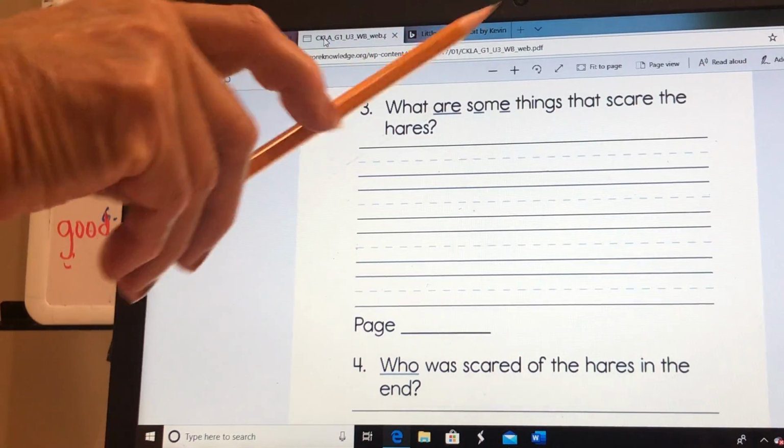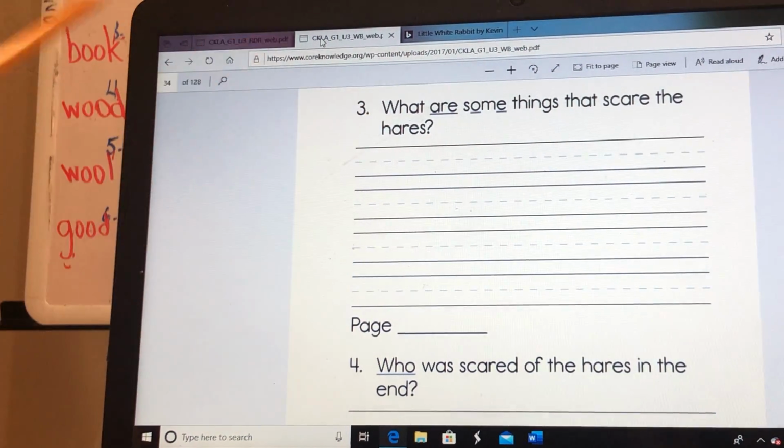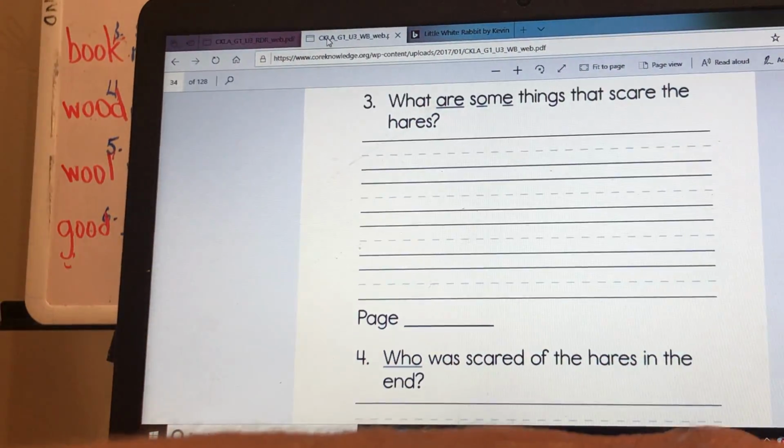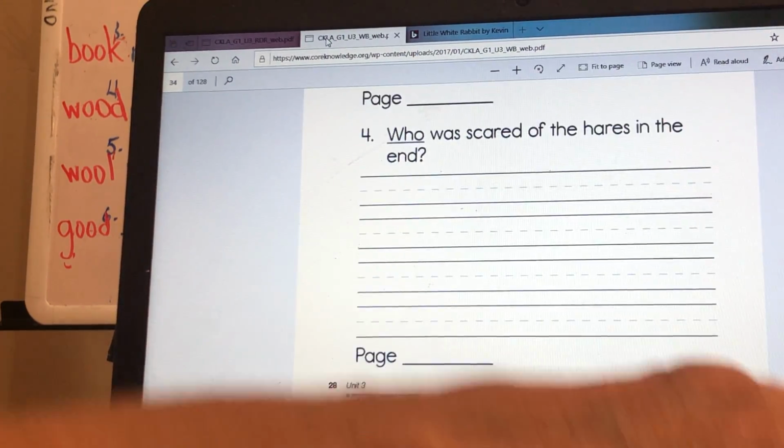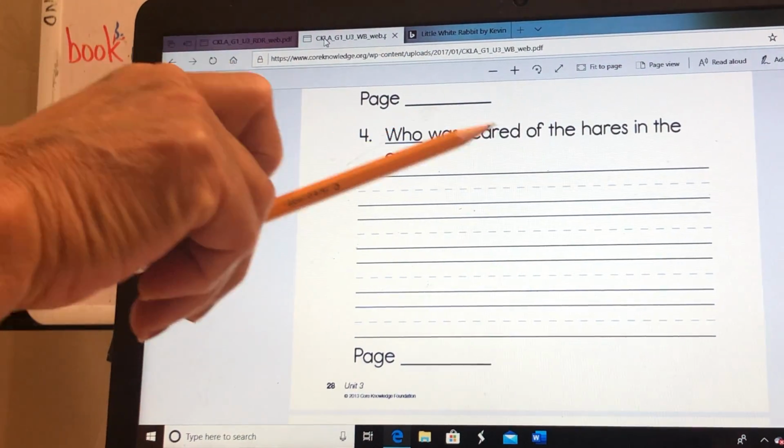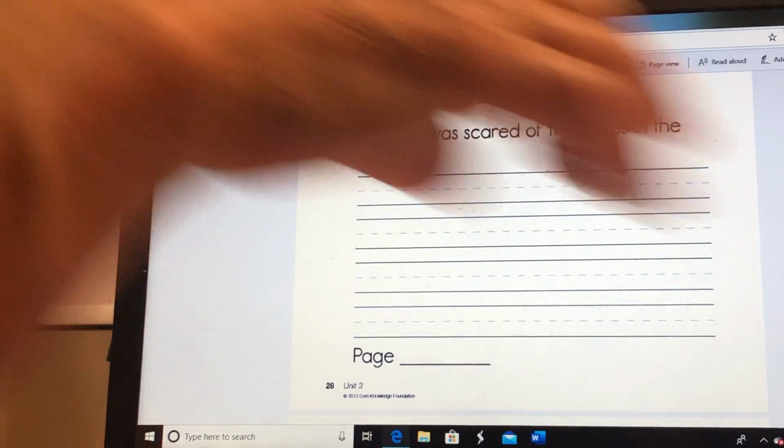What are some things that scare the hares? So you'd have to go back to the story and see what scared the hares. Who was scared of the hares in the end?